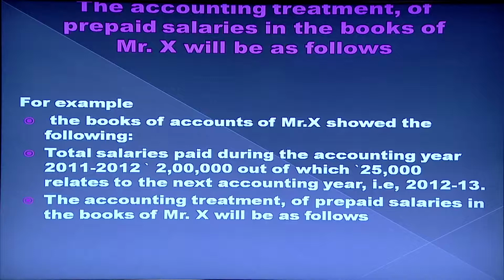Now, the accounting treatment of prepaid expenses in the books of Mr. X. Let us take another example. The books of accounts of Mr. X showed the following. This is very important. Total salaries paid during the accounting year 2011-12 are rupees 2 lakh, out of which 25,000 relates to the next accounting year, that is 12-13. Now, the accounting treatment.